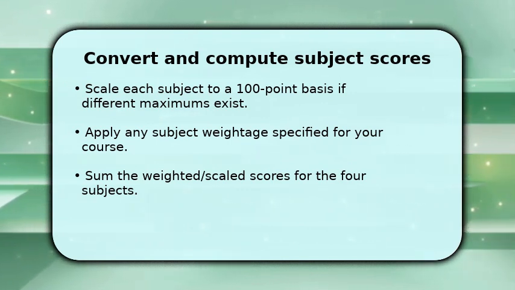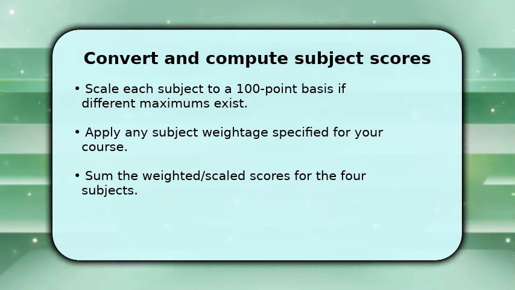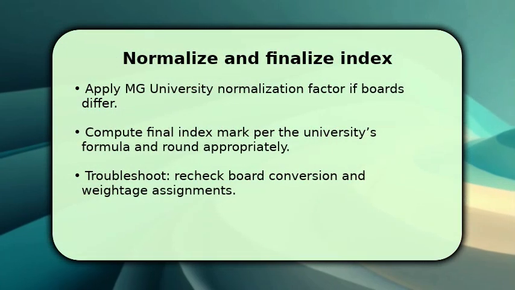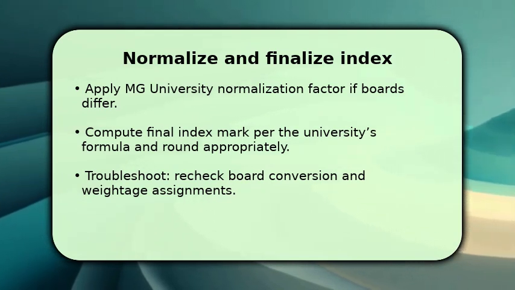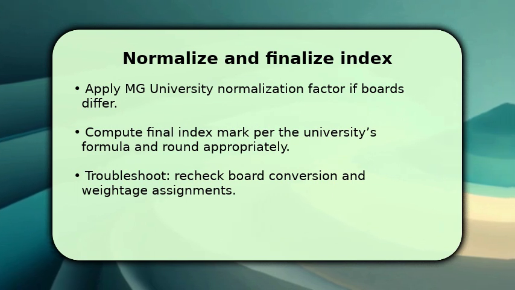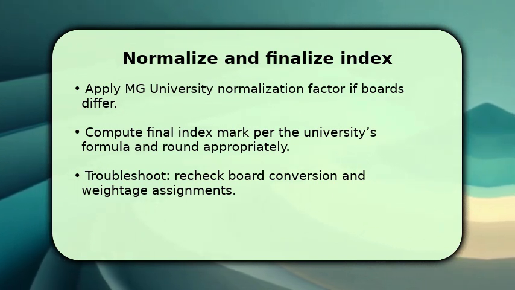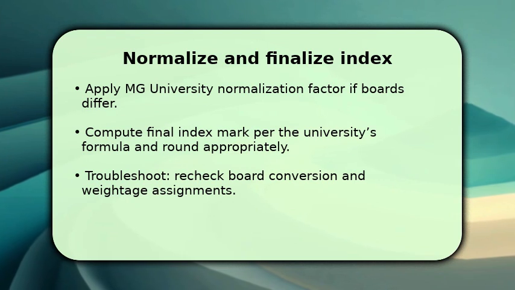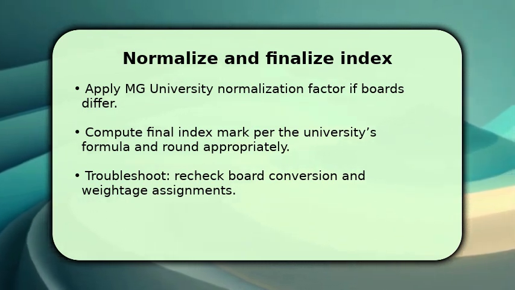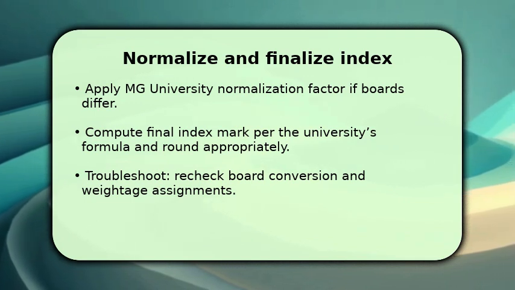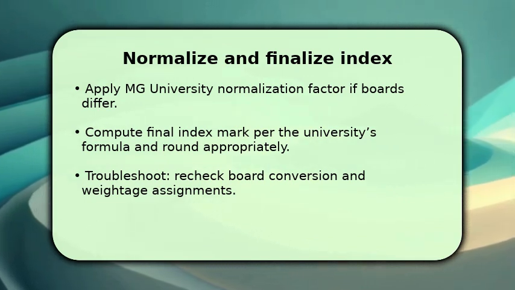decimal places before proceeding. Finally, apply normalization if your board differs from the reference board. Use the normalization factor declared by MG University in the prospectus or announcement. Then plug the summed weighted score into the university's index formula. Typically divide or average as specified, then round to the required precision. Once done, record the final index mark and keep supporting calculations.